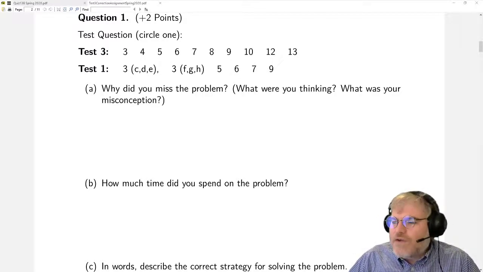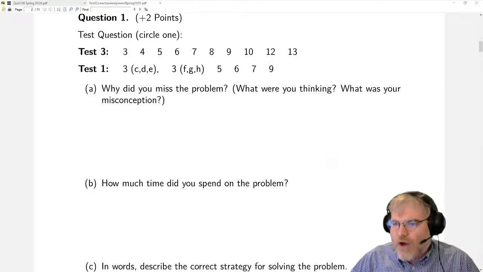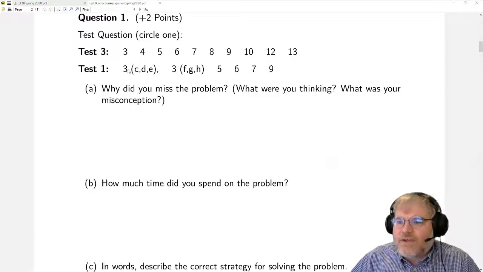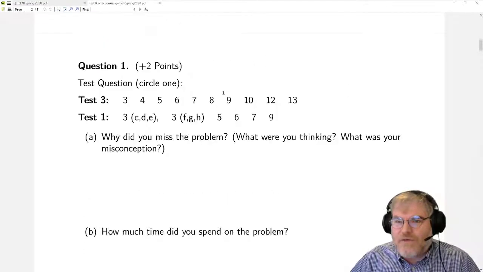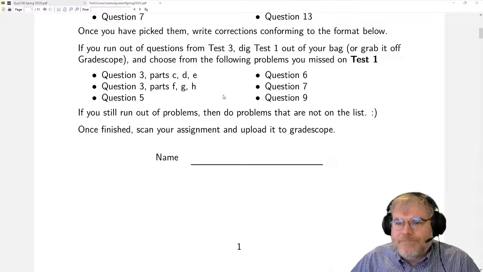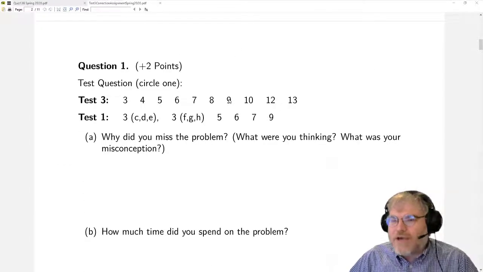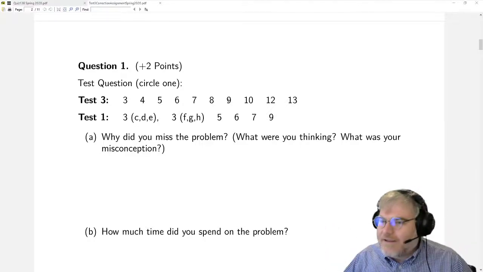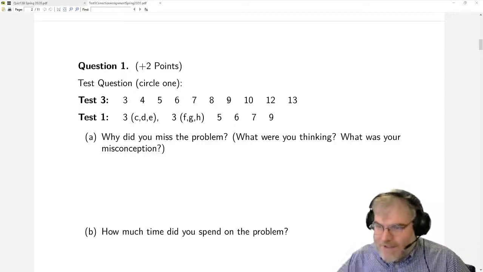So if you missed only one part and you choose to do it, you have to do all parts on the back. Also, if you run out of test three questions, go for test one questions. If you run out of approved questions that you missed, do stuff that's not on the list. Okay. So no getting out of it by saying I didn't miss any. You don't get points for that. Go find something you missed and put it on there.